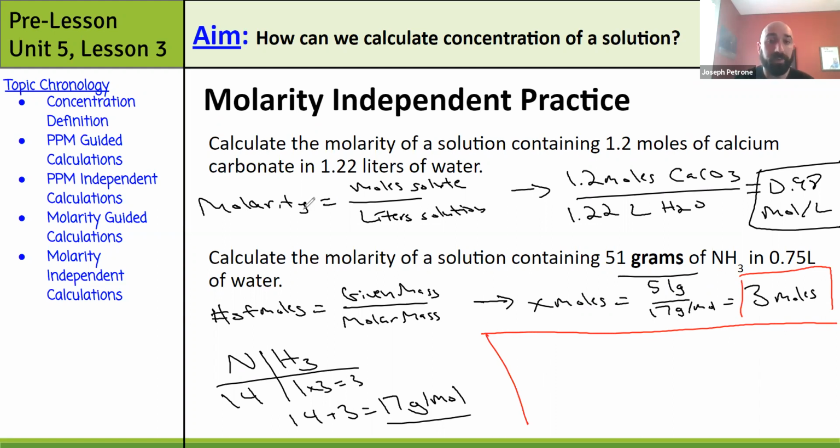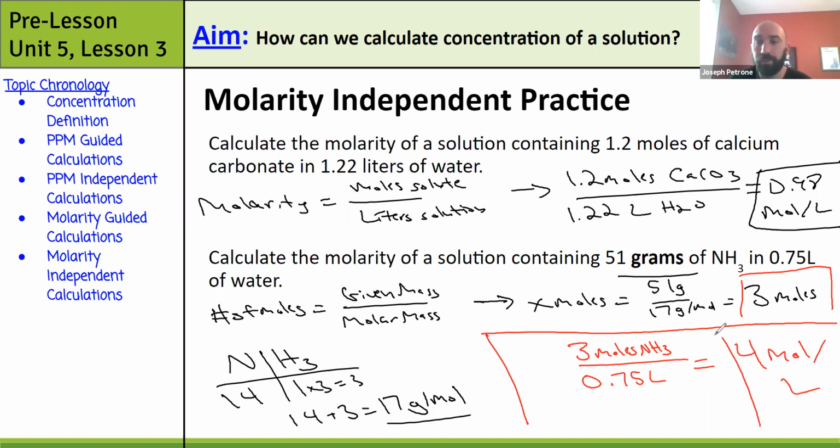Now, once again, our molarity formula is equal to moles of solute. Here we have our 3 moles NH3 over liters of solution, which in this case is 0.75 liters. 3 divided by 0.75 is going to give us 4 moles per liter. So that is the concentration of this solution in molarity.